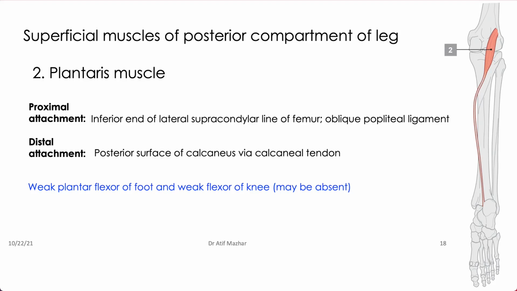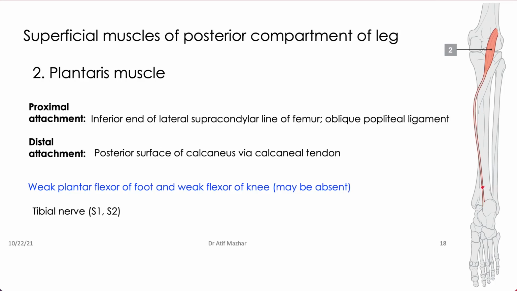And this is a weak plantar flexor and a weak flexor of the knee, and it may be absent. But as I mentioned earlier, we use this tendon for various harvesting. If, let's say, someone has an injury in the hand and we need to replace that broken tendon, this plantaris is one of the very nice candidates from where we can find a very good, very strong tendon. This tendon can be used as a replacement of the ruptured or broken tendon, specifically in hand surgeries. And this muscle is also controlled by the tibial nerve.